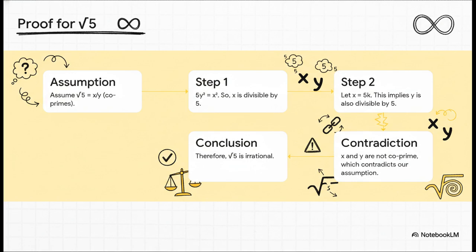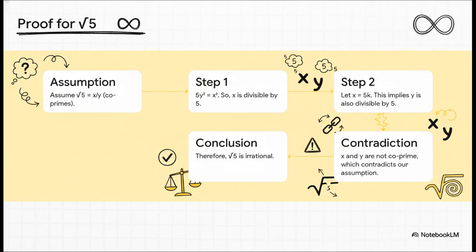So let's just pretend that the square root of 5 is rational. That means we can write it as a fraction, x over y, where that fraction is in its simplest form. So x and y don't share any common factors. They're co-prime. Okay, if we square both sides, we get 5 equals x squared over y squared, which just means x squared equals 5 times y squared. This tells us that x squared has to be divisible by 5.